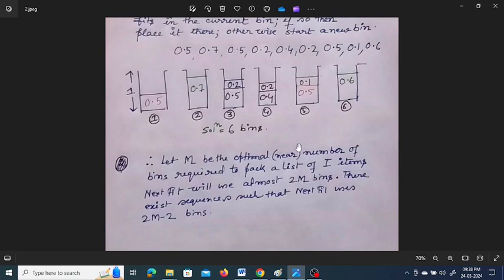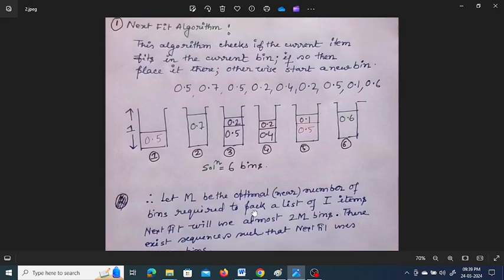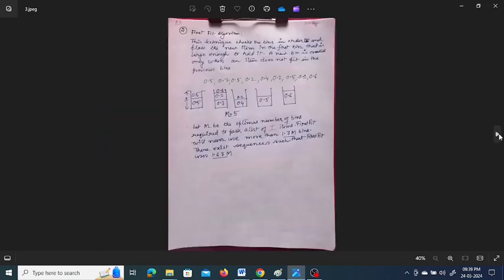Optimally, in the last slide we saw that it was 4 bins. So here it is 6 bins. 4 into 2 is 8, so 6 is less than 8. So it's okay. It will be less than or equal to twice m bins. So this is persisting, right? There exists a sequence such that next fit uses 2m minus 1 bins. So this is our next fit algorithm. Next, let's go to the next algorithm.